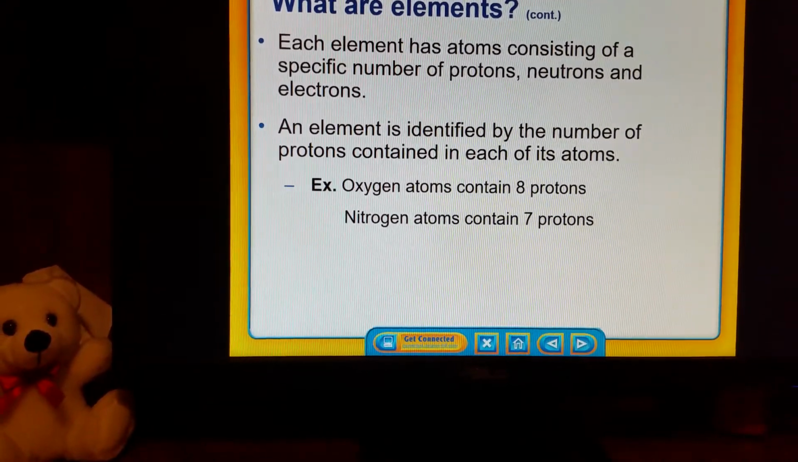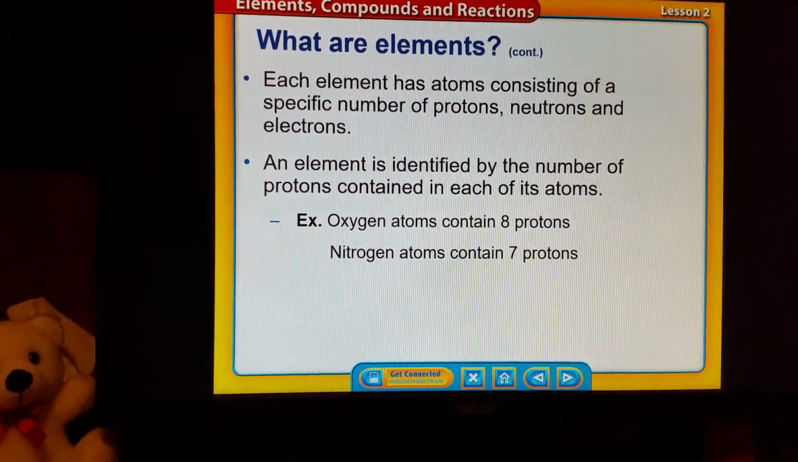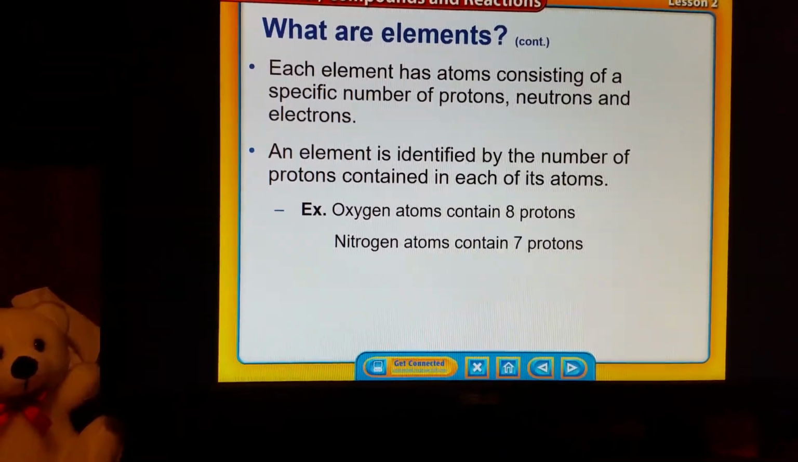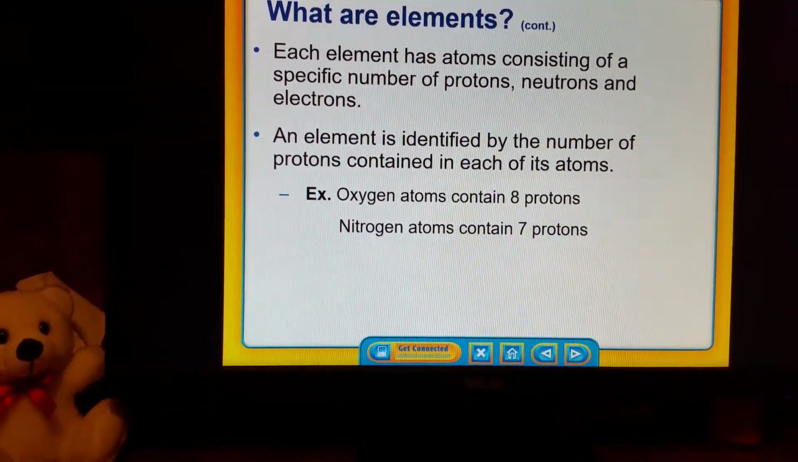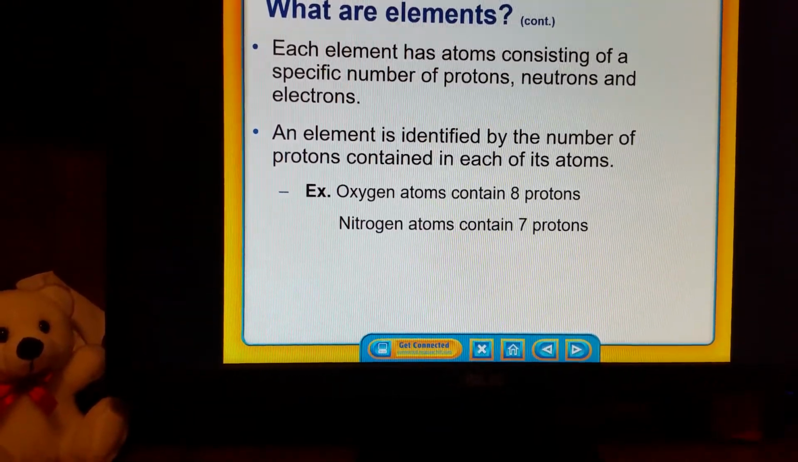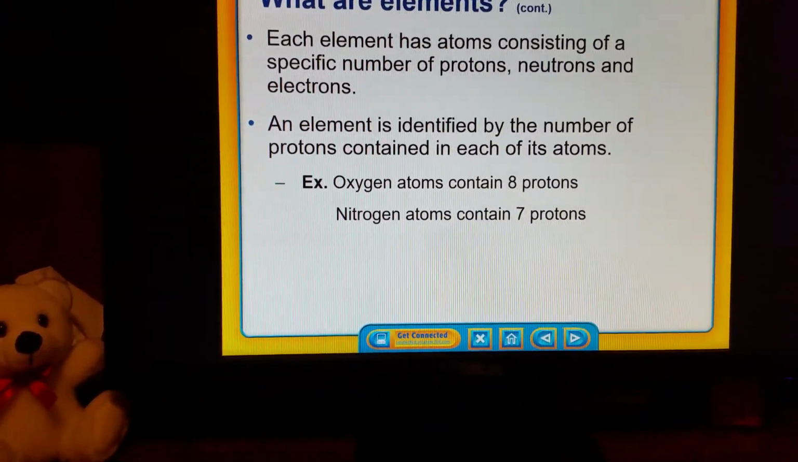Here are more examples, boys and girls. Oxygen atoms contain 8 protons, so I can recognize the element oxygen by its 8 protons. A nitrogen atom contains 7 protons.